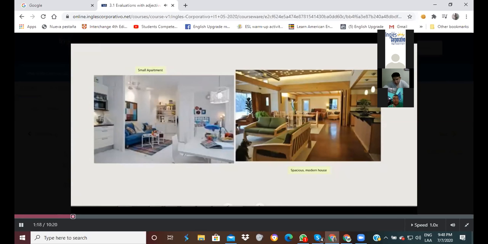Houses aren't as safe as apartments. Houses aren't as convenient as apartments. Houses cost too much money. Houses don't have enough closet space. Houses don't have as much privacy as apartments.